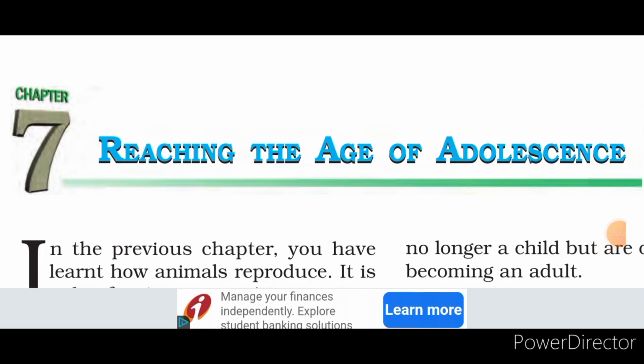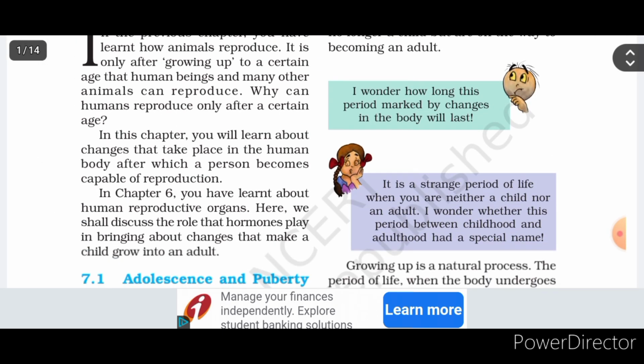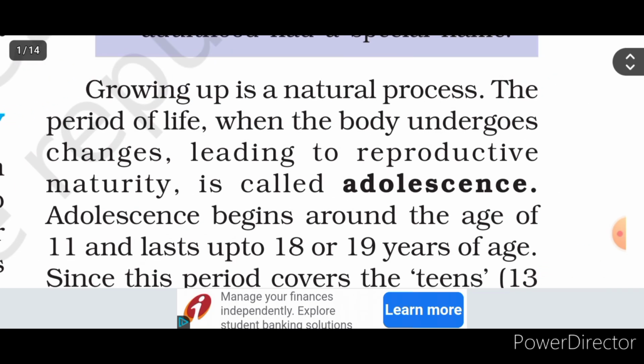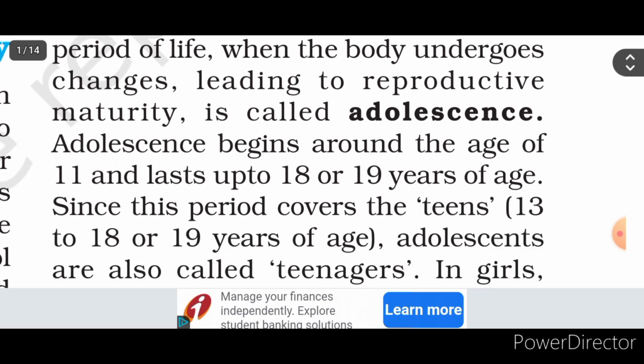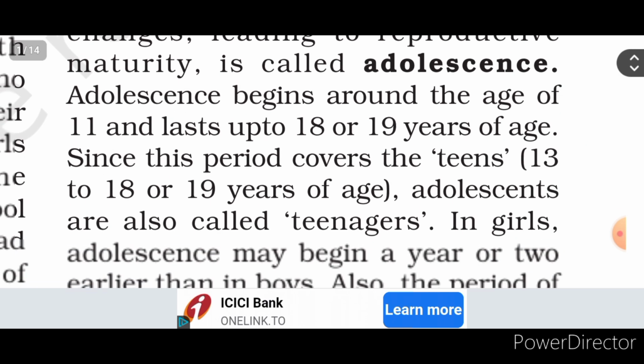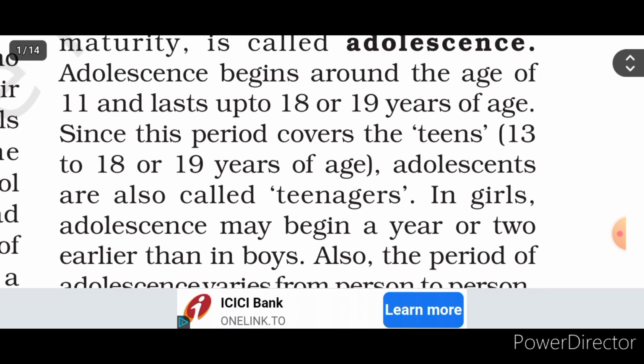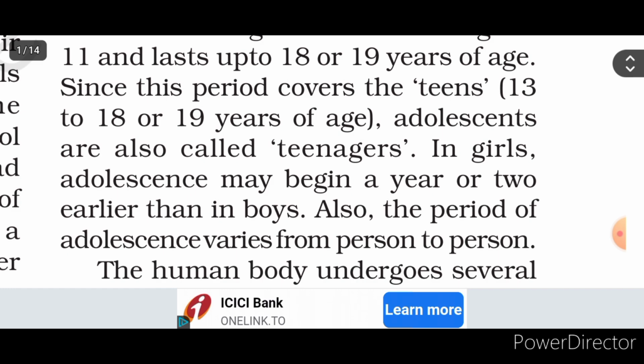Chapter 7, Reaching the Age of Adolescence. What is adolescence? Growing up is a natural process. The period of life when the body undergoes changes leading to reproductive maturity is called adolescence. Adolescence begins around the age of 11 and lasts up to 18 or 19 years of age. Since this period covers the teens, 13 to 18 or 19 years of age, adolescents are also called teenagers.